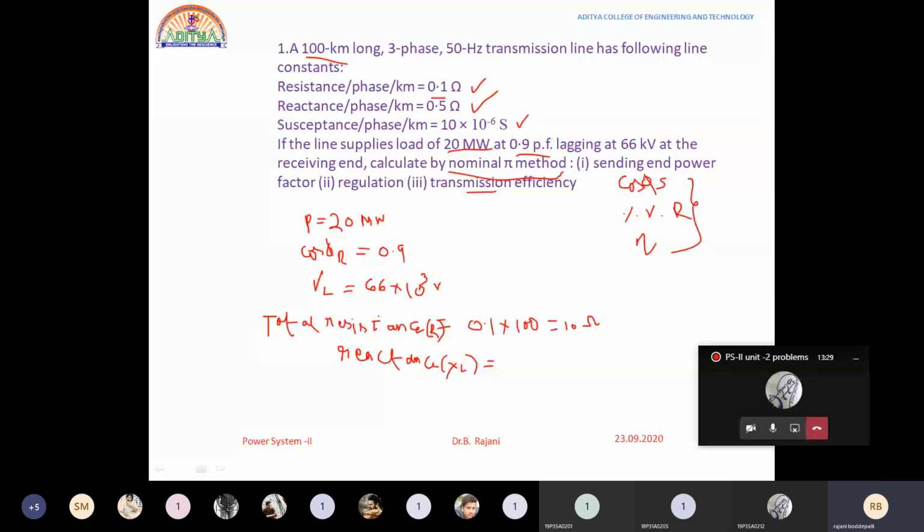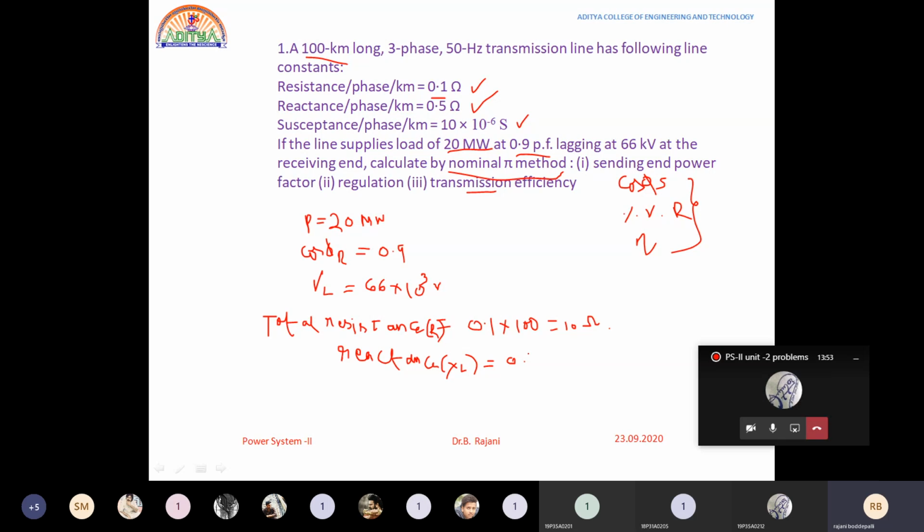And the total resistance is this 0.1. Whatever resistance he has given, you multiply that resistance by the total length of the line, which is 100 kilometers, so that you get the total resistance for that particular 100 kilometer length of the line. Now we have the reactance. How much have they given you for the reactance? 0.5.